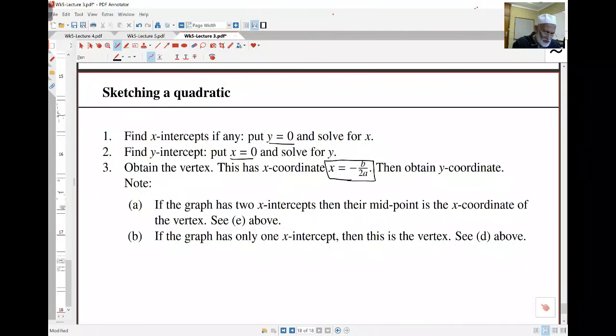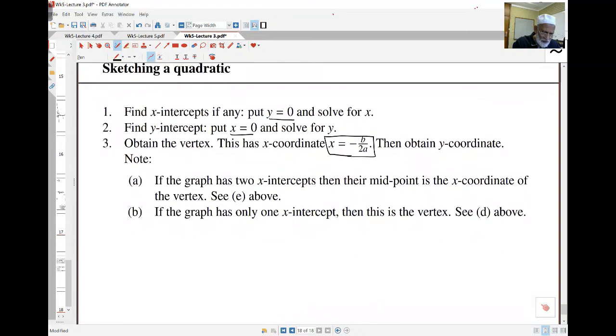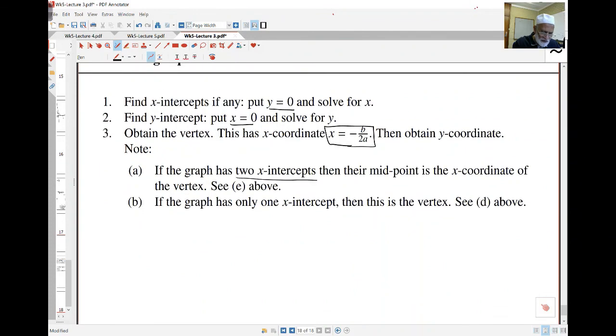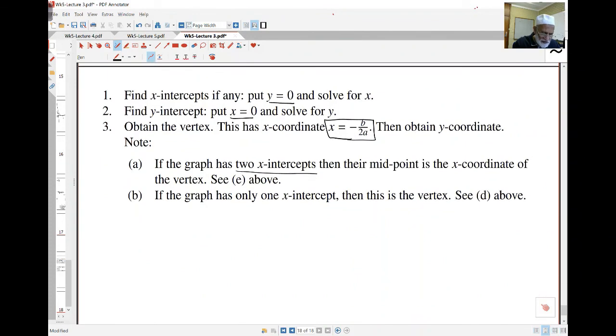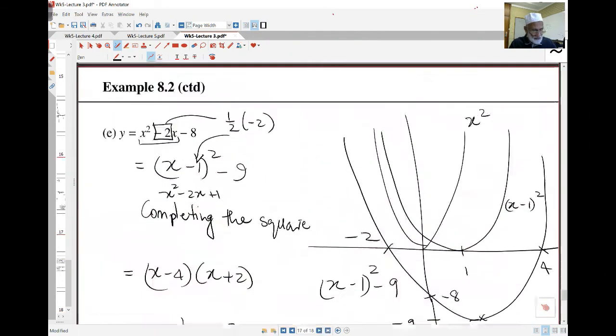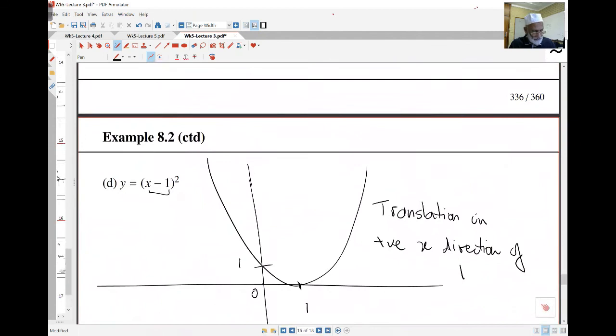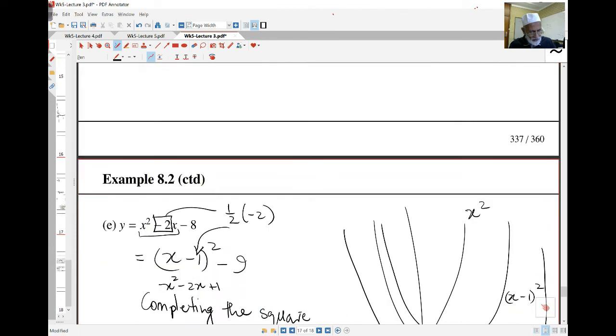If the graph has 2 x-intercepts, then the midpoint is the x-coordinate of the vertex, but sometimes the intercepts aren't easy to find if you can't factorize. If the graph has only one x-intercept, then this is the vertex, as we saw in the square term. This one here, which is essentially x minus 1 squared, has only a single vertex there, and that is where the x-intercept is as well.